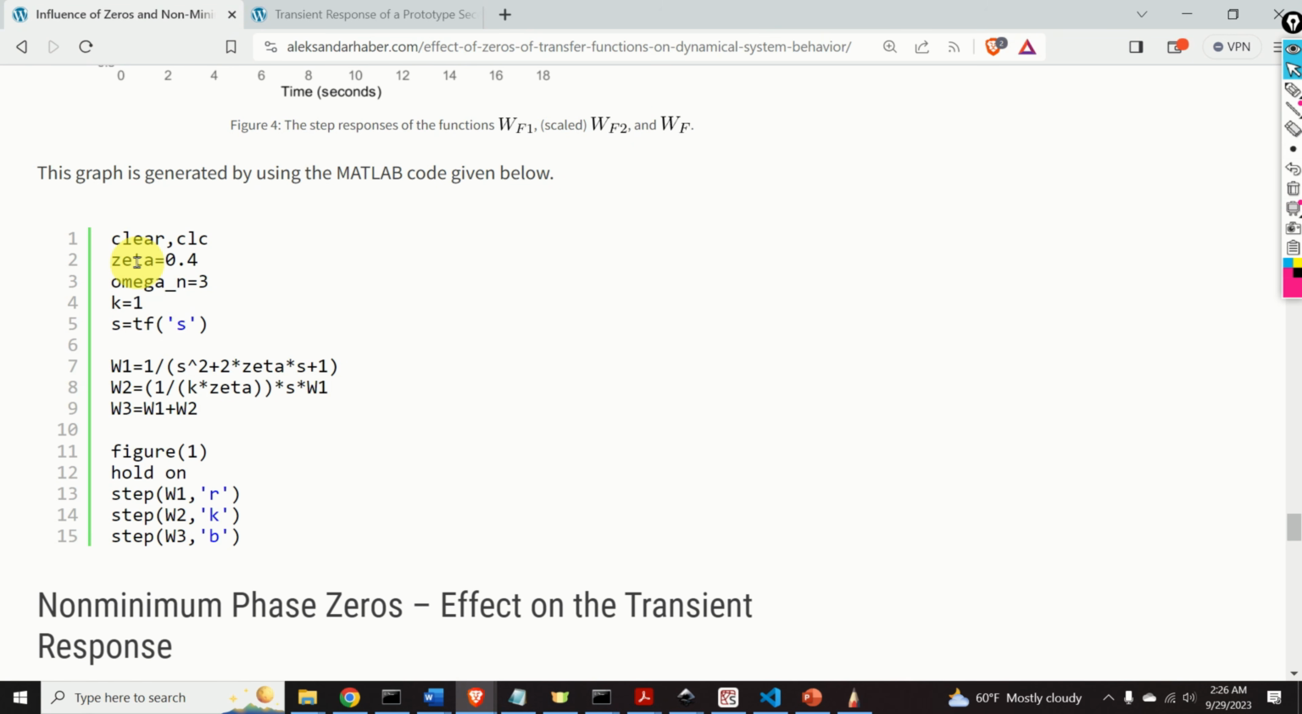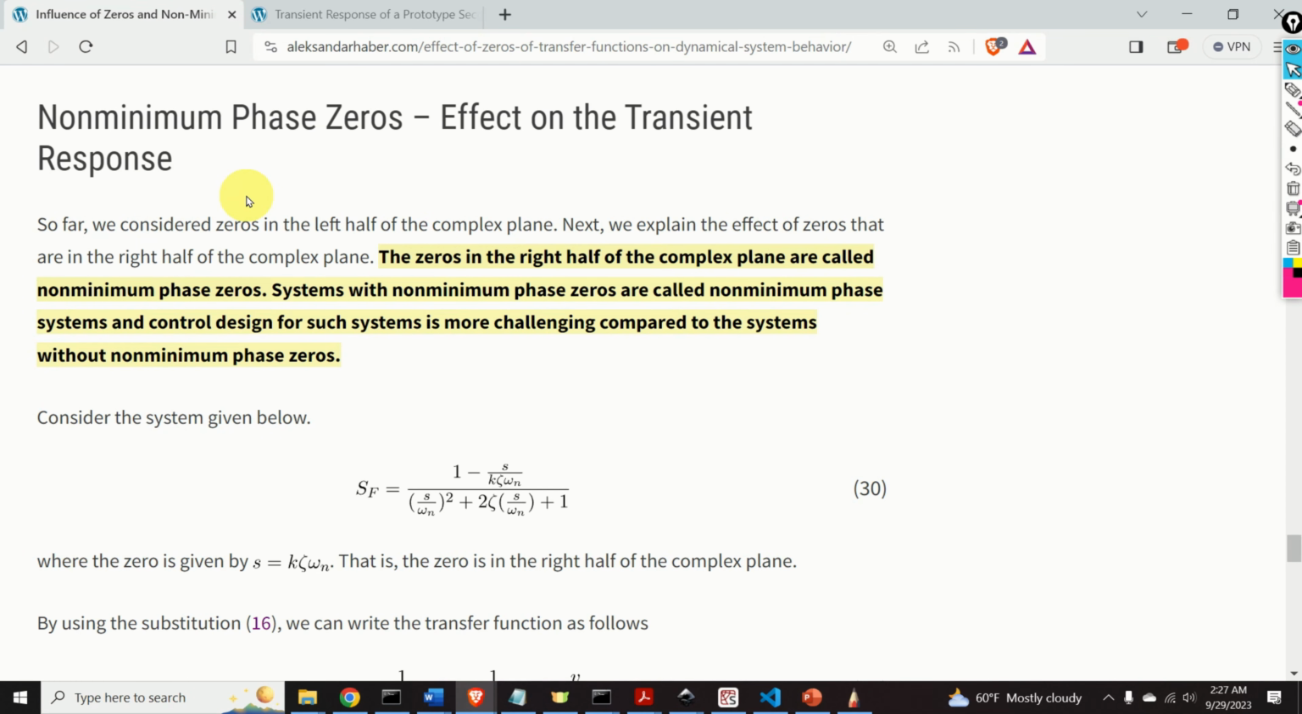Here's the MATLAB script I used to generate the previous graph. First, I define the system parameters, zeta, omega n, and k. Over here, I define the complex variable s. Here is the first part of the transfer function, here's the second part of the transfer function, and here's the final transfer function. And I simply compute the step responses and I plot them on the same graph. That's it.